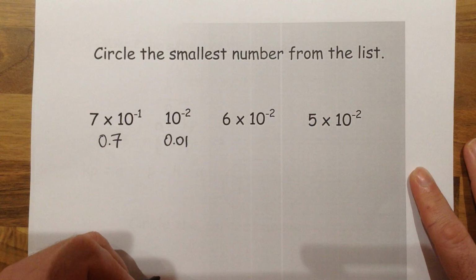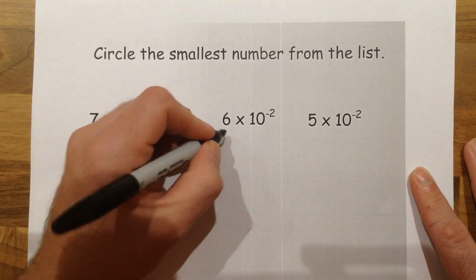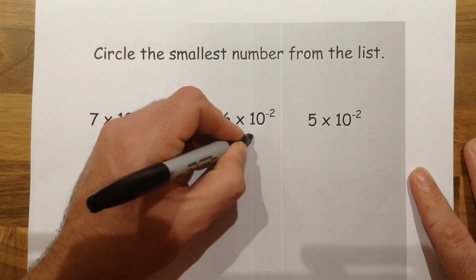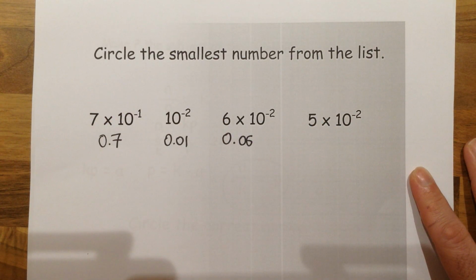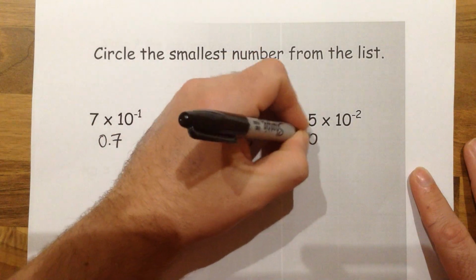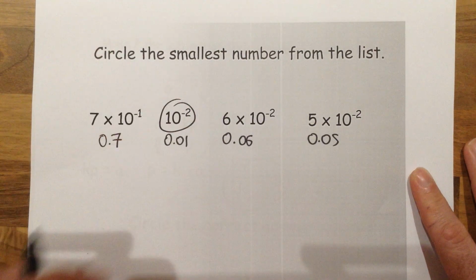6 times 10 to the power of minus 2, well, if you put 10 to the power of minus 2 in your calculator and times it by 6, it's 0.06. And 5 times 10 to the power of minus 2, that would come out as 0.05. If we need to circle the smallest answer, that will be this one.